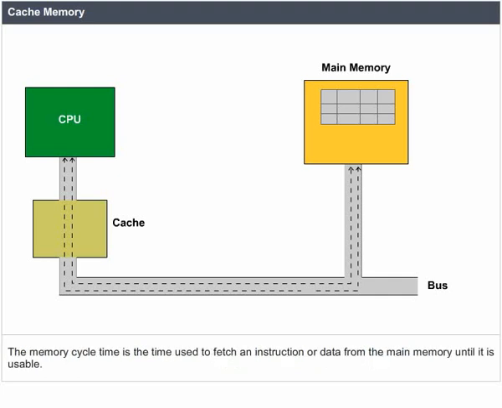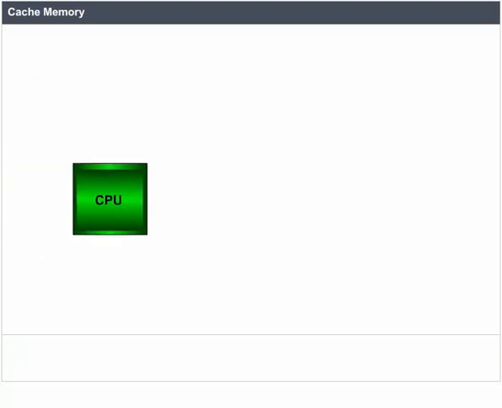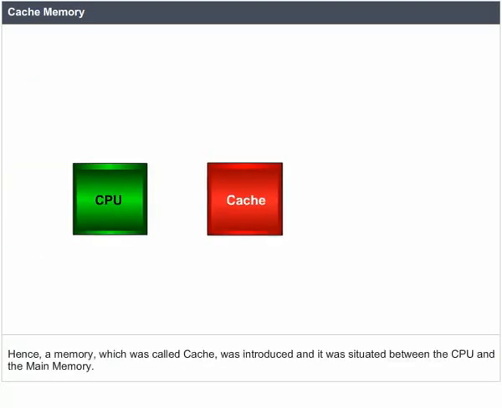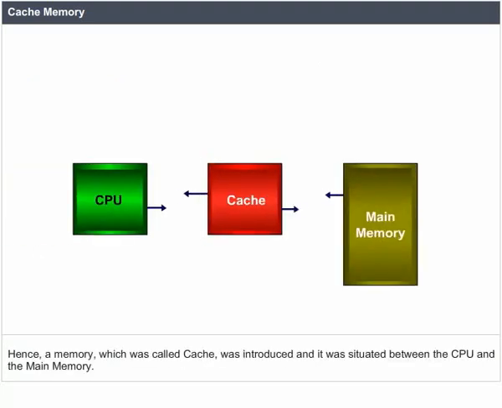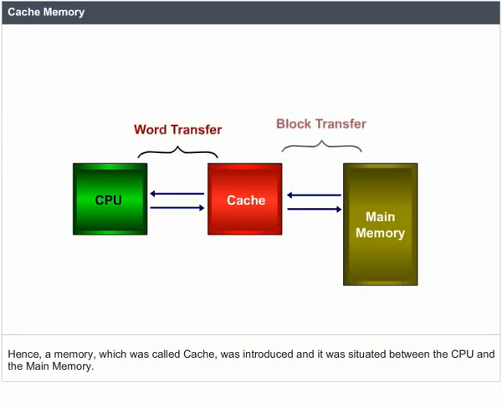The memory cycle time is the time used to fetch an instruction or data from the main memory until it is usable. With the technology available today, the processing time of the CPU is faster than the memory cycle time by far. Hence, a memory called cache was introduced. It was situated between the CPU and the main memory.